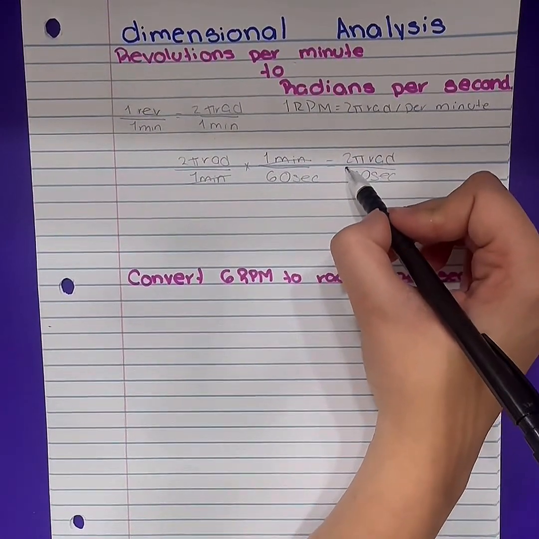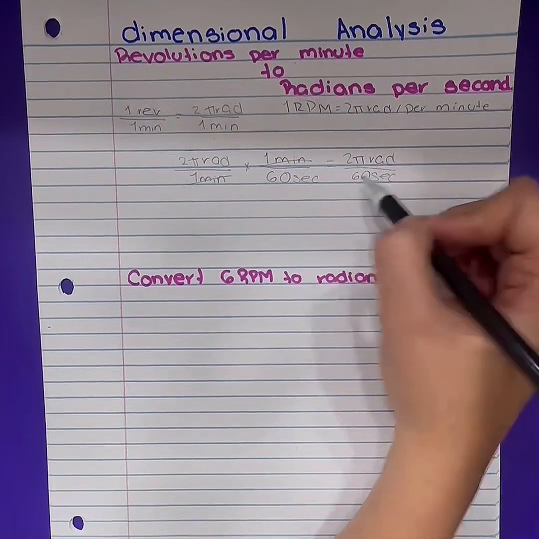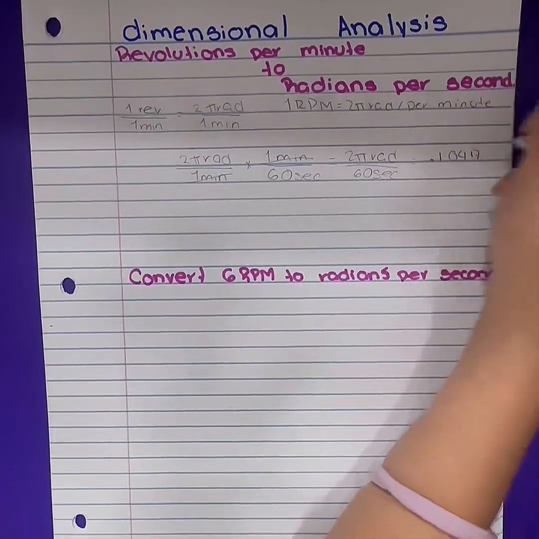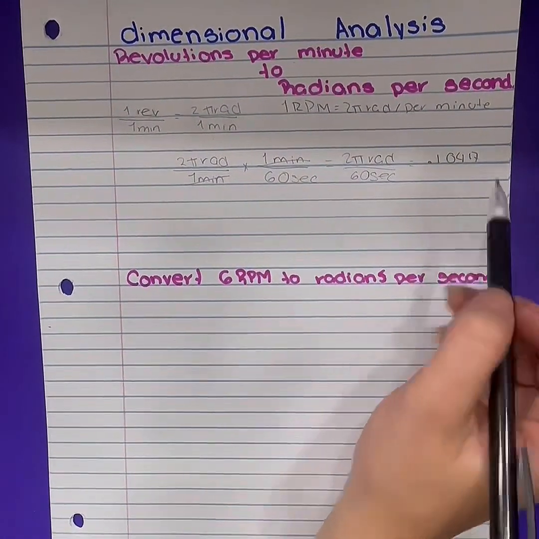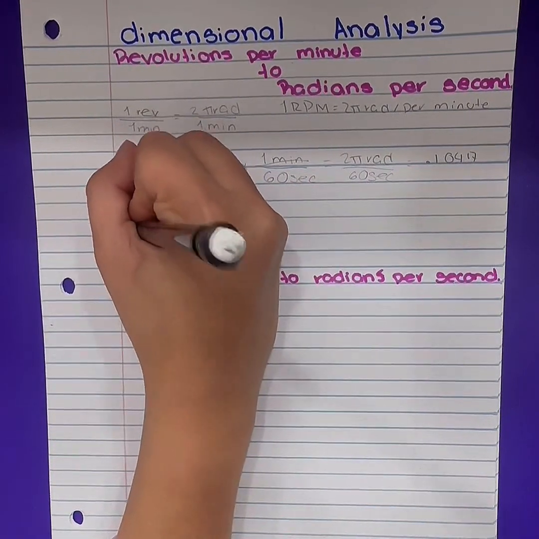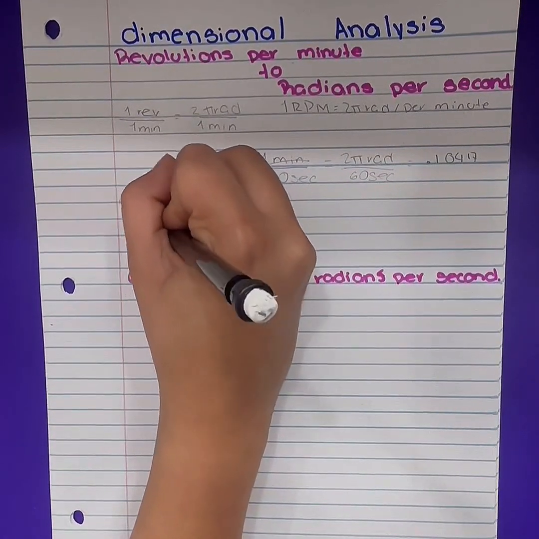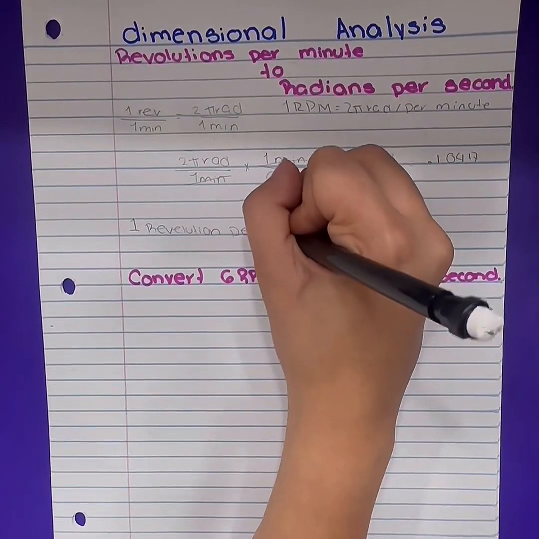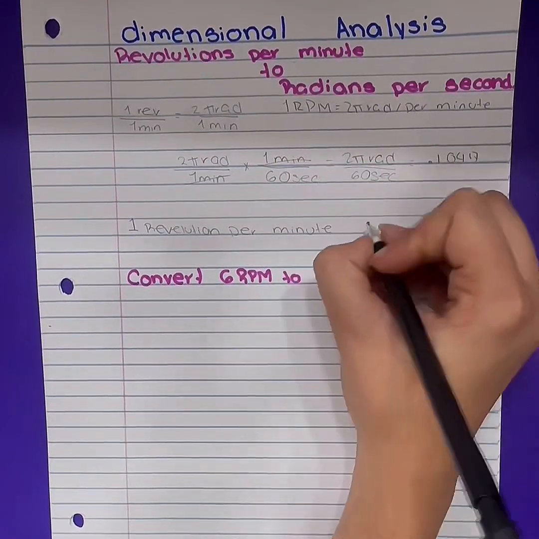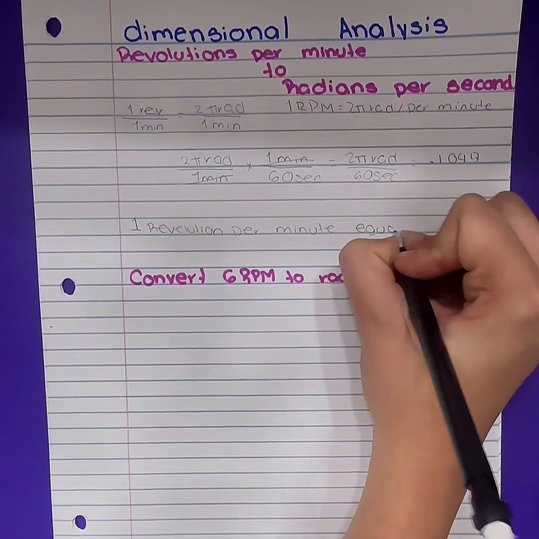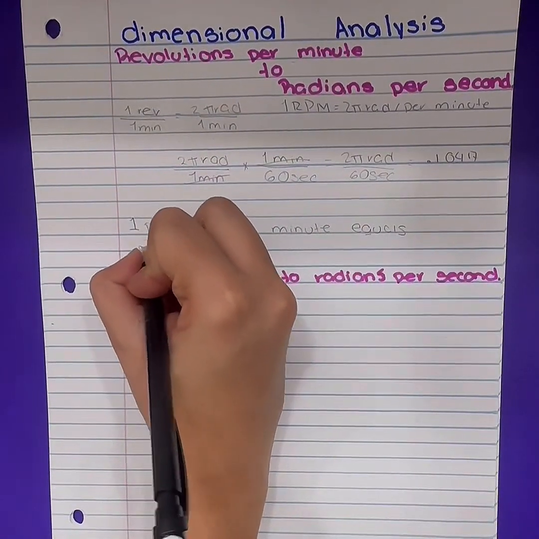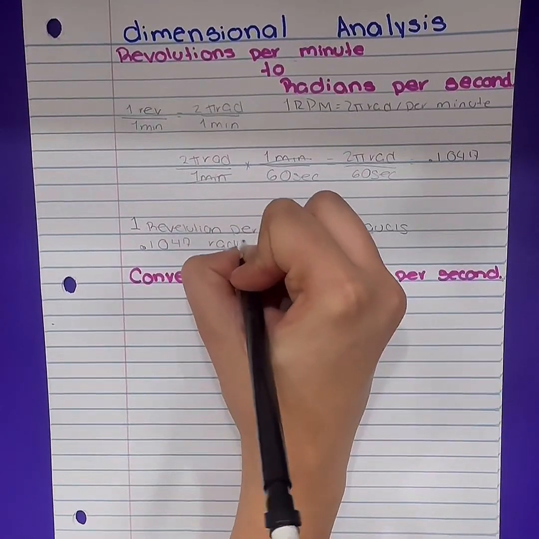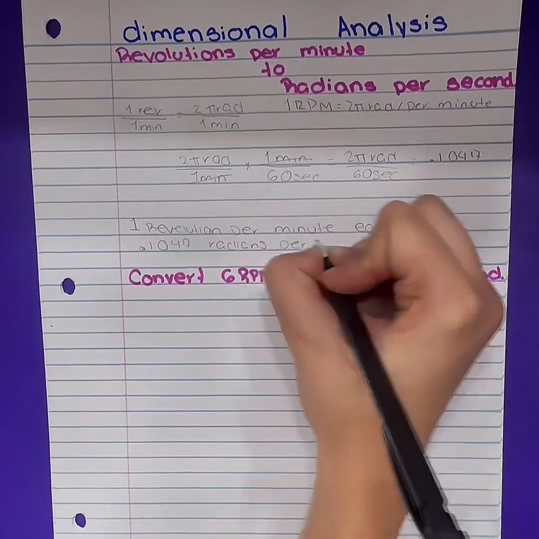If we plug in our calculator 2 pi over 60, we get 0.1047. So now we know that 1 revolution per minute equals 0.1047 radians per second.